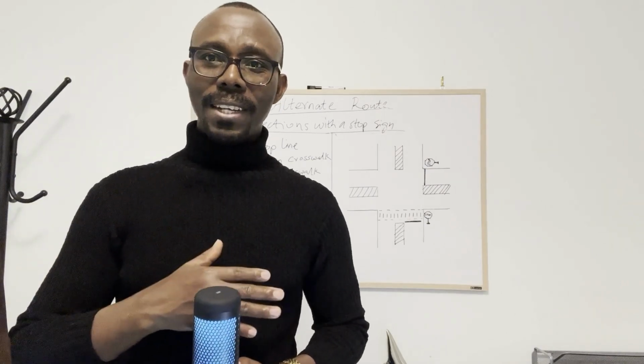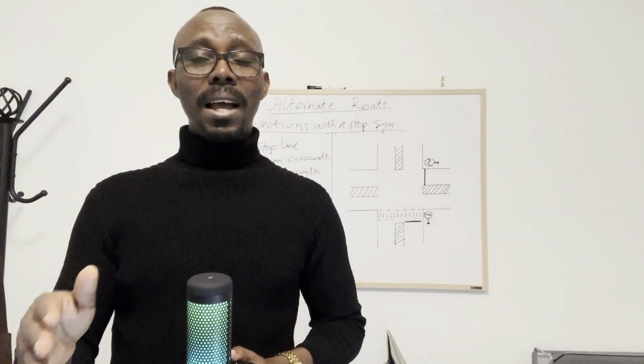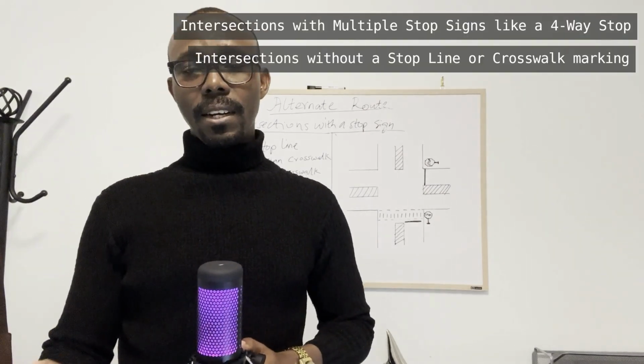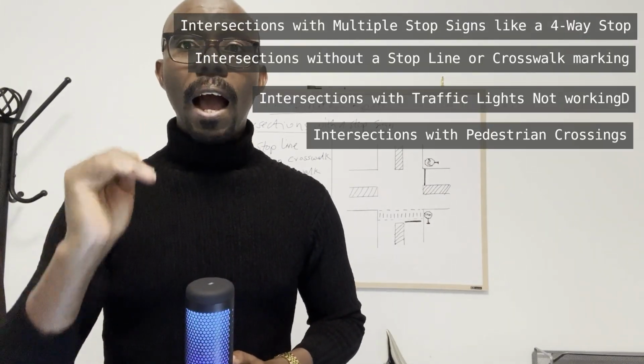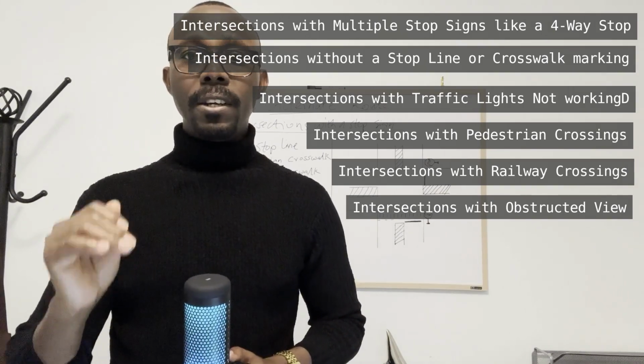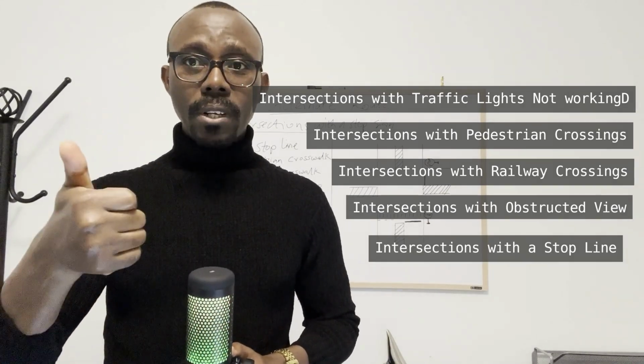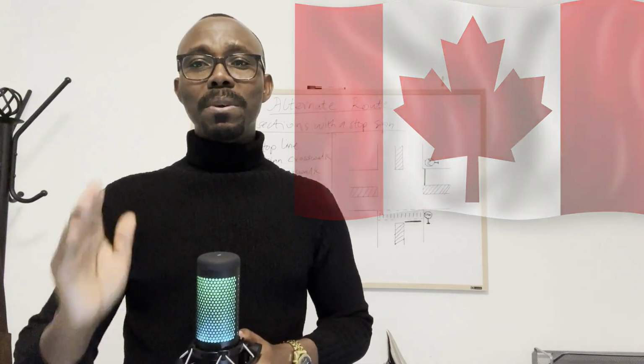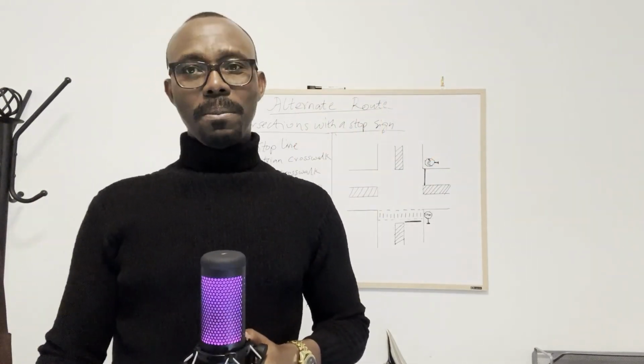Hey everyone, this is Alternate Route, and in this video I'm going to break down the different types of intersections that you will encounter in Canada, and I will explain how to stop appropriately so that you are not only compliant but being safety cautious. And if you are preparing for the Canada Class 5 road test, with this video you'll be able to maneuver intersections with a stop sign without any problem.